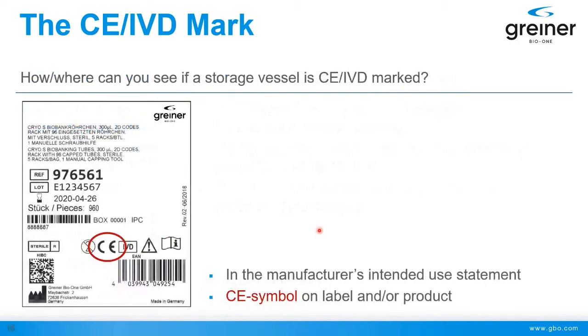I want to finish with the question, how can you actually see if a product is CE IVD marked? You can see this on many documents and also the web page and everything. But the best thing is the literature of the manufacturer, its intended use statement, and last not least, the CE symbol that you find on the label or even on the product. And it's also a must. If a product is a CE IVD marked product, it has to be endowed with this symbol, as it's shown here on this exemplified label.